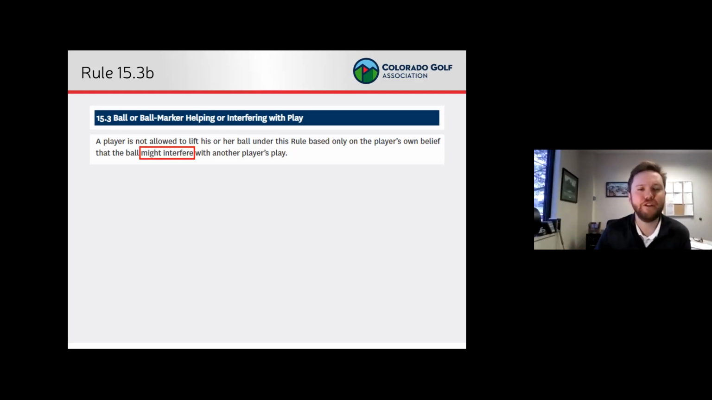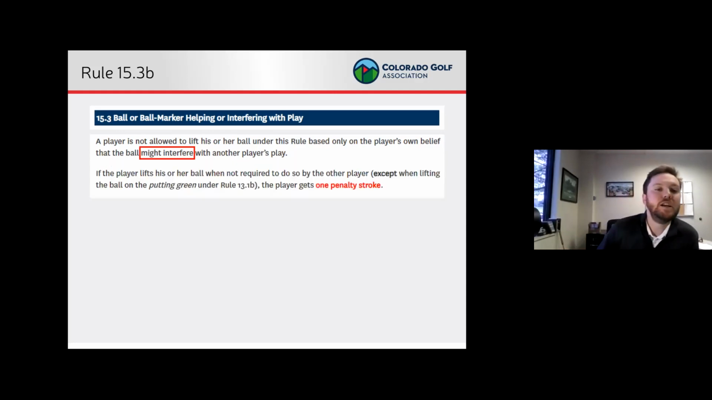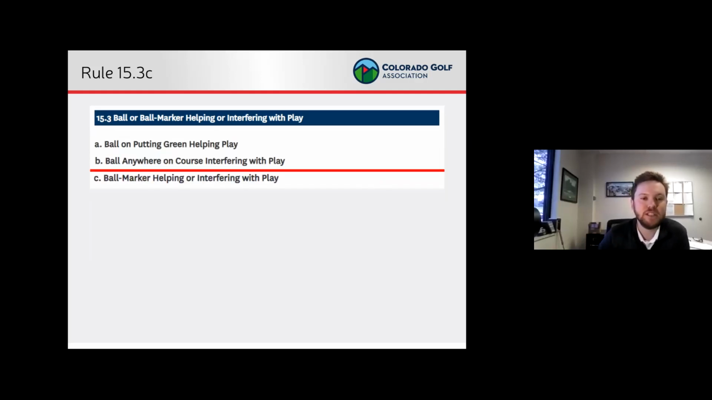Again, it might interfere. You have to know, hey, please pick the ball up, move your ball, mark it, lift it. Okay, yeah. If the player lifts his or her ball when not required to do so by the other player, except in lifting the ball on the putting green, the player gets 1 penalty stroke. So again, I need to be invited here. So if I just do it and it's off the putting green and nobody said anything, that's not okay.